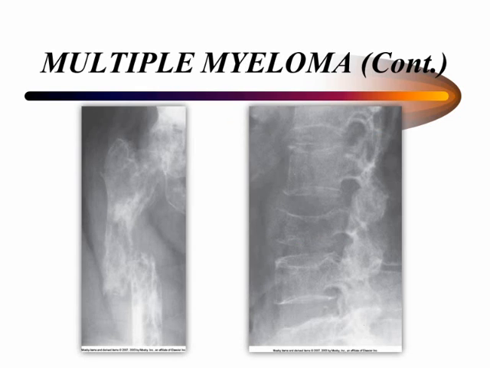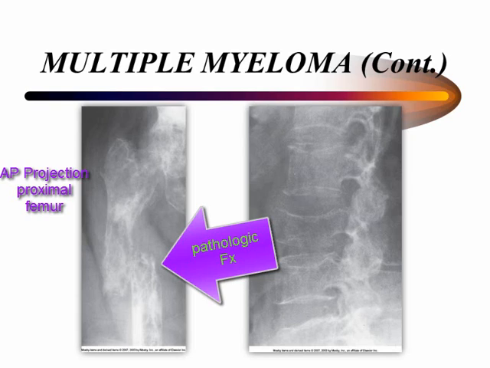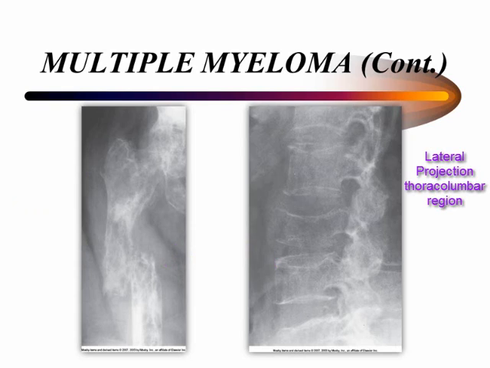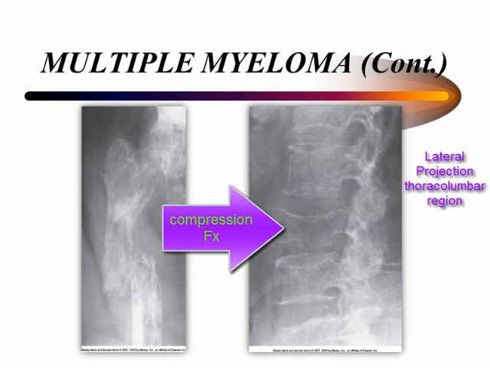In the AP projection of the proximal femur, there's a diffuse destructive bone lesion that has led to a pathologic fracture of the femur. In the lateral projection of the thoracolumbar region, there's diffuse myelomatous infiltration that has caused generalized demineralization of the vertebral bodies and a compression fracture of L2. The severe loss of bony substance in the spine often leads to multiple vertebral compression fractures.